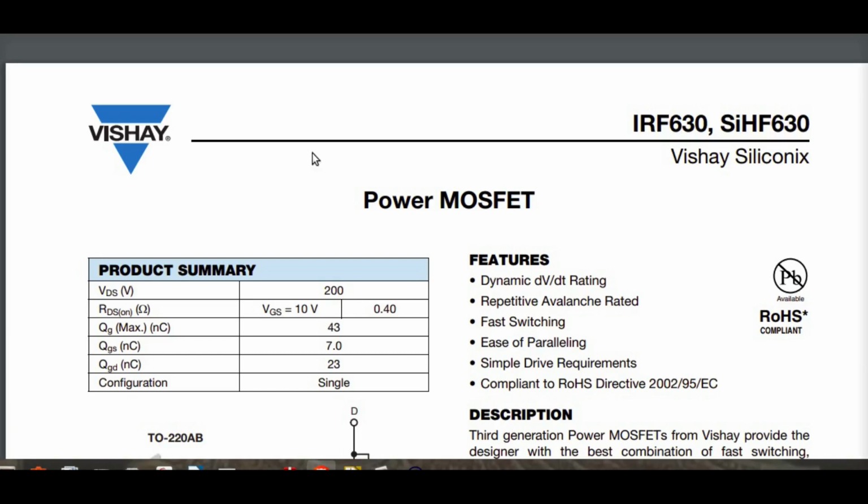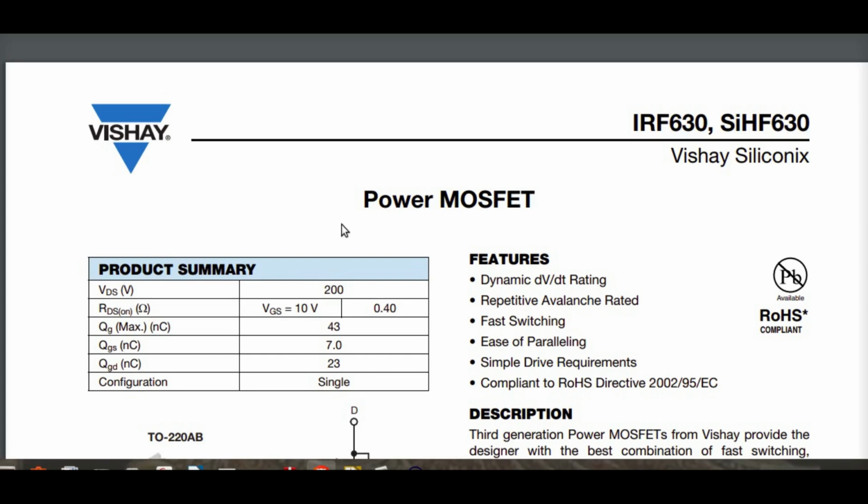This is Kadal Namutham, Chennai, India. Today we are going to read a data sheet of power MOSFET. So the MOSFET device name is IRF630. So first let us see the product summary.